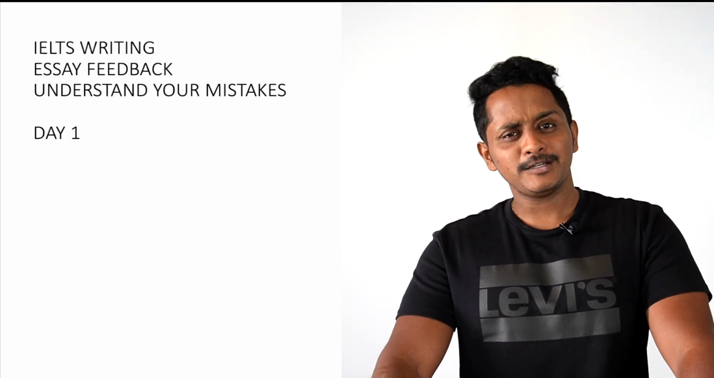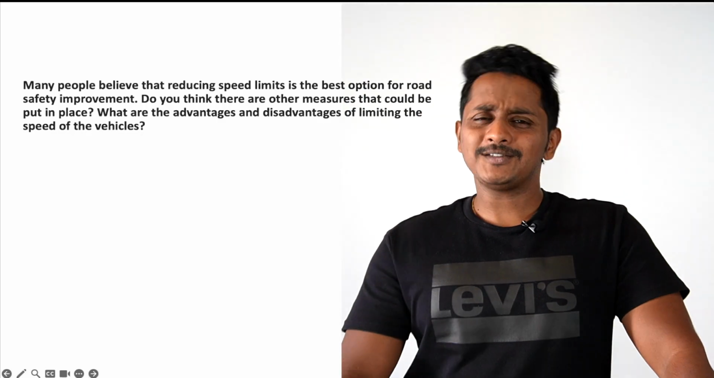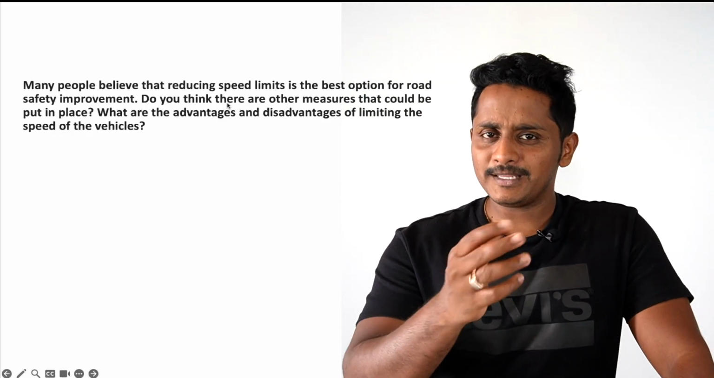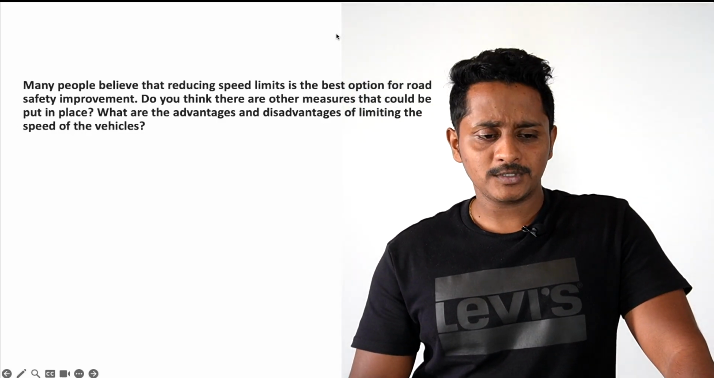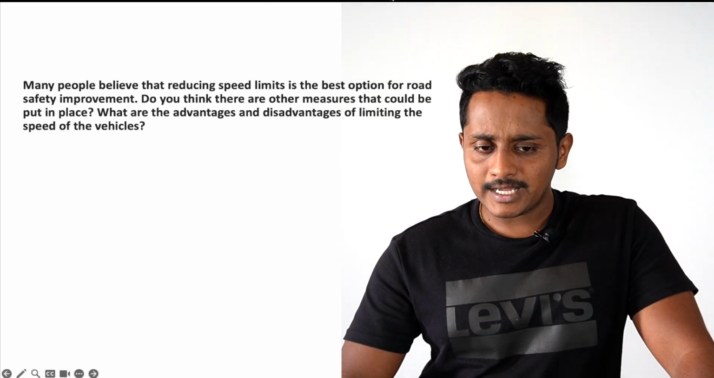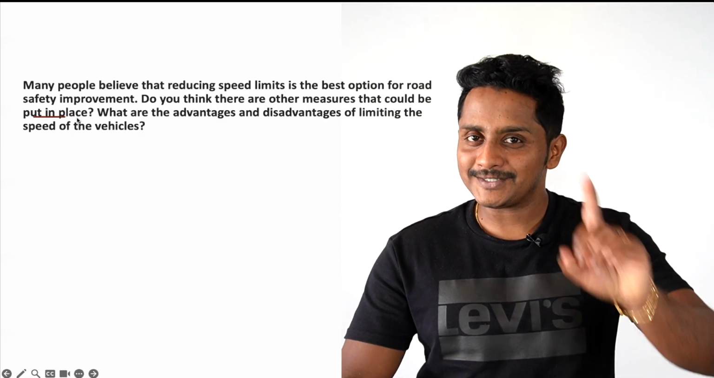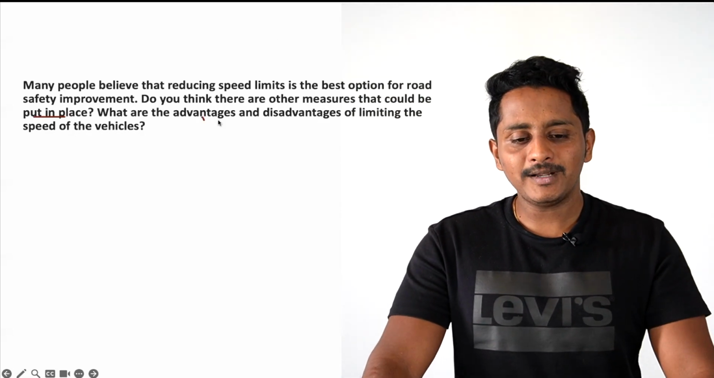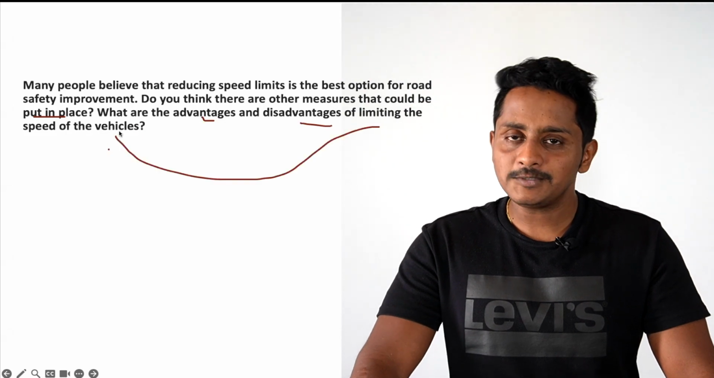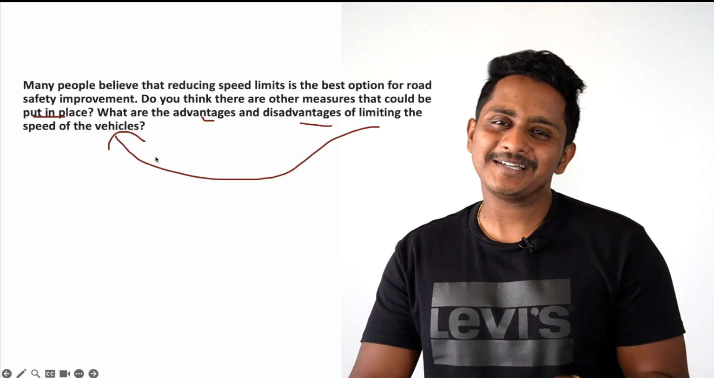Let me just share my screen. IELTS writing essay feedback, understand your mistakes, day 1. So today we are picking up a very simple question. Many people believe that reducing speed limit is the best option for road safety improvement. Do you think there are other measures that could be put in place? That's the first question. Second question, what are the advantages and disadvantages of limiting the speed of the vehicle? There are two separate questions here which need to be addressed separately.